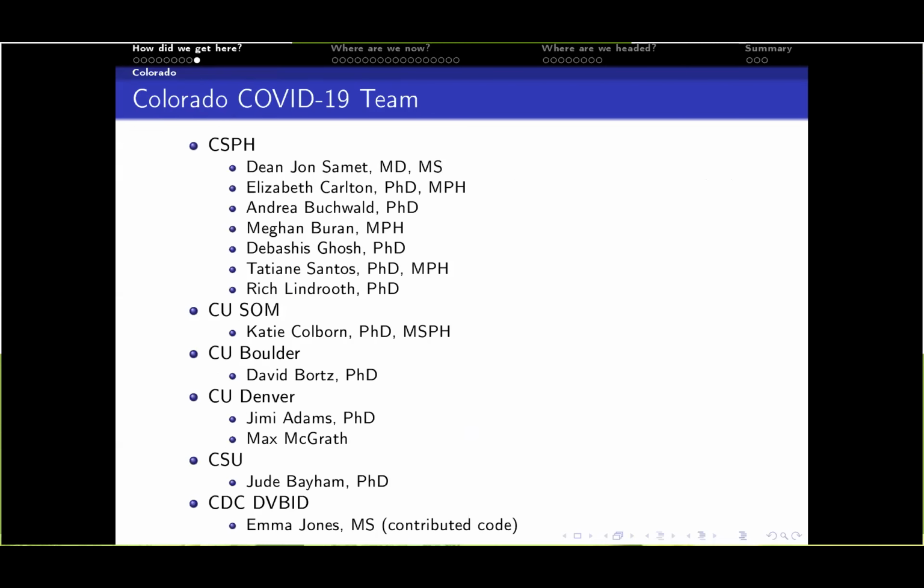Okay, so how do we get even further along here? Mid-early March, the governor and the Colorado Department of Public Health and the Environment asked for a COVID-19 modeling team to form. This is the list of people on the team. I've primarily worked with Beth Carlton, who's an epidemiologist, and Andrea Buchwald and Katie Colburn, who are all researchers in epidemiology and faculty over in the School of Medicine and the School of Public Health.